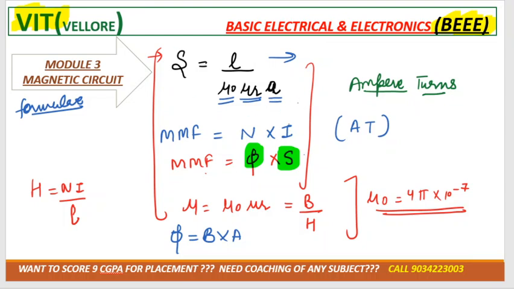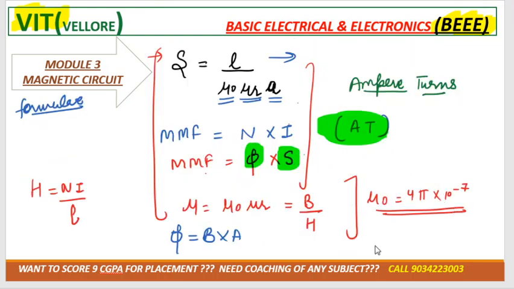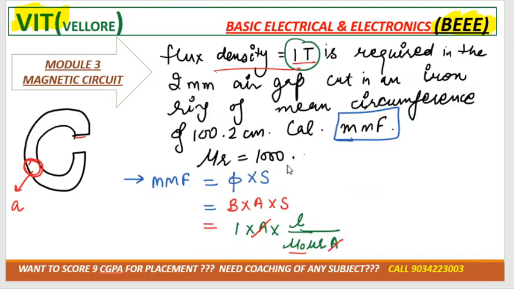Now see, the unit of MMF is ampere turn, correct? Now as you can see, this area and this area cancel out. So what we need to calculate: mu naught is fixed, as I told you, mu naught is 4 pi into 10 raised to the power minus 7. Mu r they have also given, the relative permeability is 1000.